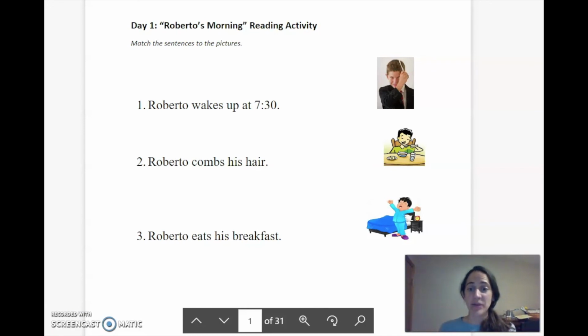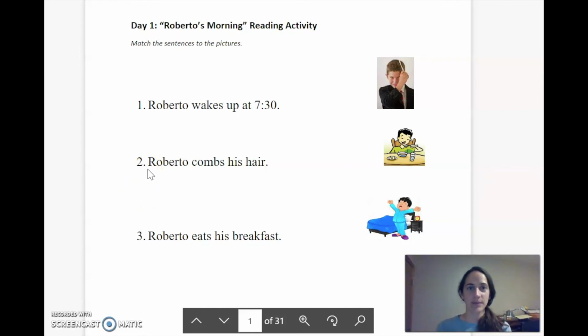Now it's time to be done and look over our vocabulary again. Here are our sentences. And here are pictures. I will give you time to read the sentence, then I will read it, and you can read it again to find the picture. Ready? You read number one. My turn. Roberto wakes up at 7:30. Which picture shows this? You can point or circle. Yes, good job.